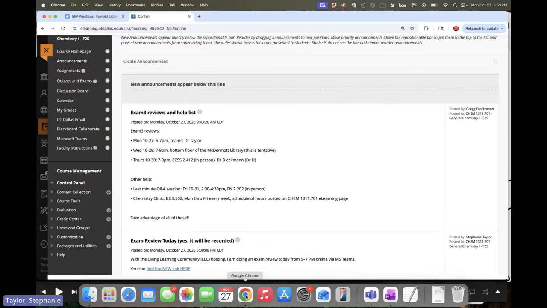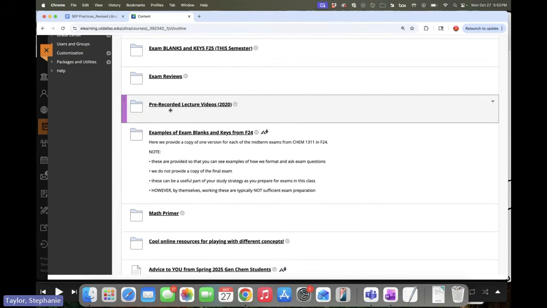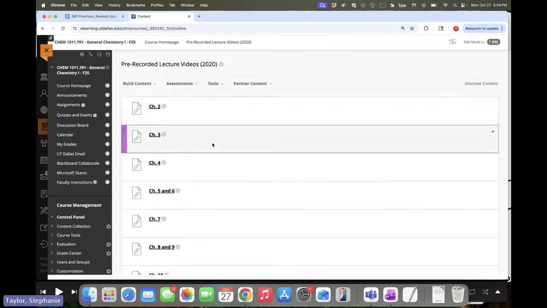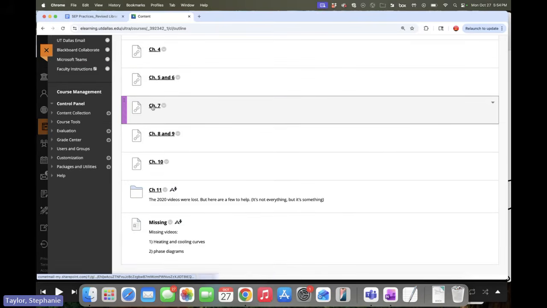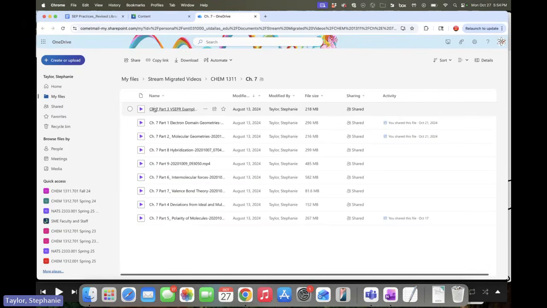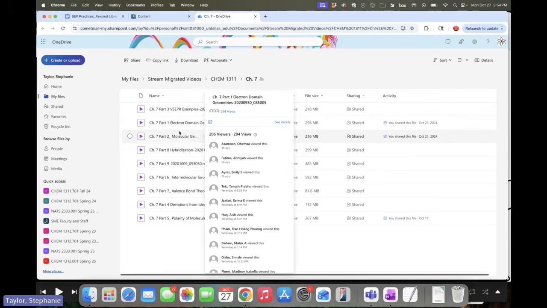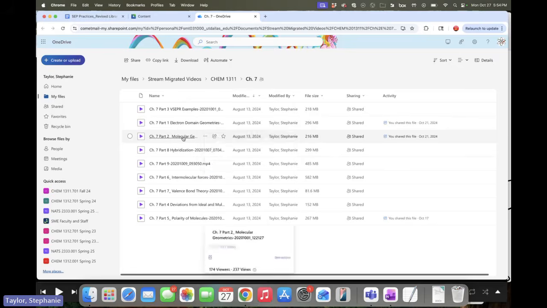The other thing I will point out, speaking of all of these having their own story: in the 701 section, one of the things you'll have access to is this folder that says pre-recorded lecture videos. In it, you have a file that says chapter 7, and the chapter 7 link goes to OneDrive, and that has a whole thing on electron domain geometries, a whole thing on molecular geometries, and a whole thing on VSEPR examples. So all of chapter 7 is available for you in a video format.